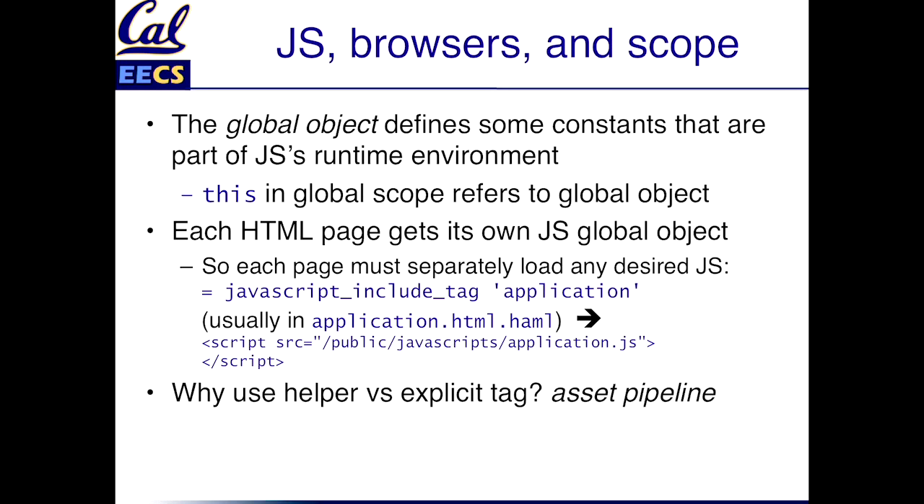The reason that I would encourage you to use this JavaScript include tag helper rather than hard coding a tag like this into HTML is that, again, when your app goes into production, there's a number of nice optimizations you'd like to be able to do so the users get better response time.